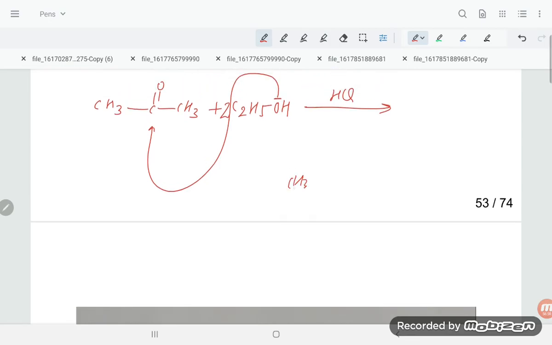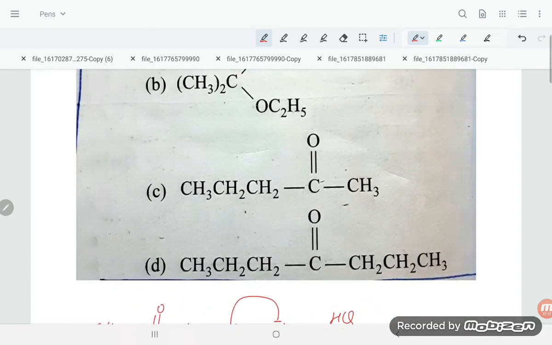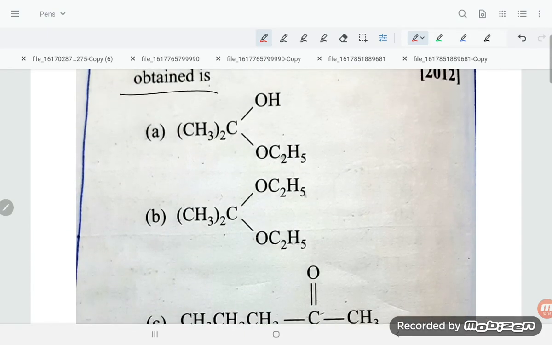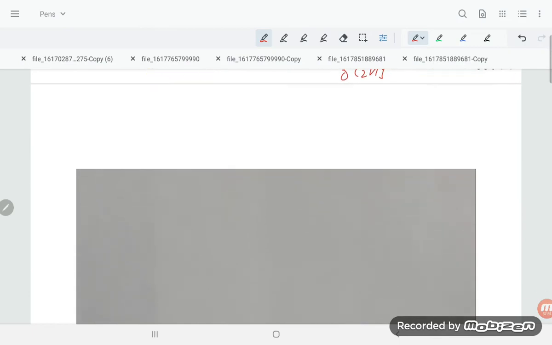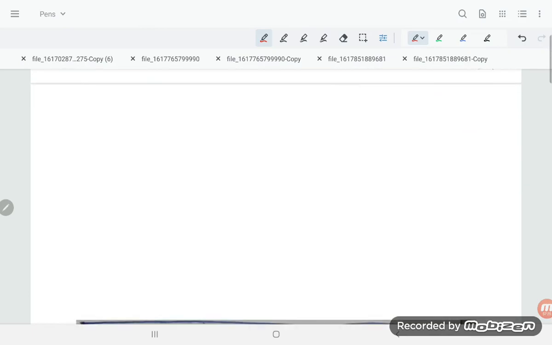Let it be CH3 here, then C, again CH3, and here OC2H5, and downside again OC2H5, plus a water molecule will be out. So this is our required product, students. Let us see which is the product. This is not possible. This is our required product. Option number B is our required product. Now let us move to the next question, students.